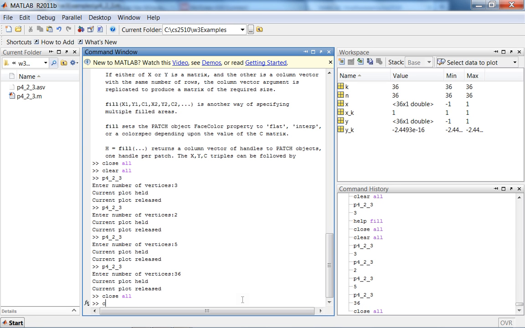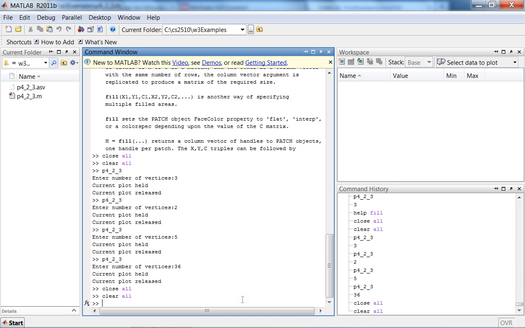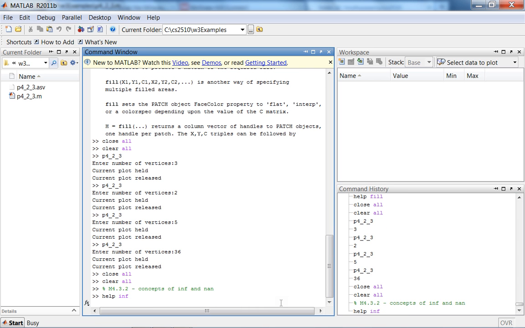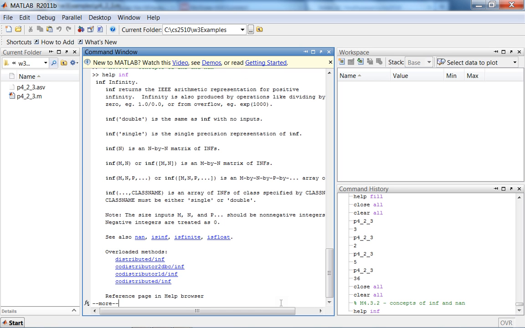In the sense, another problem I'm going to work on, and I'm not going to put this script online because it is so simple, is module 4.3.2, and this shows the concepts of inf and not a number. That is, MATLAB has a definition of infinity, but again, you've got to be careful that it is the IEEE arithmetic representation for positive infinity.